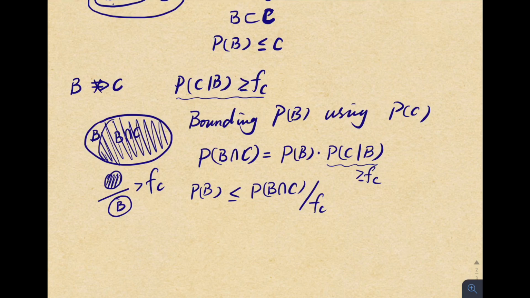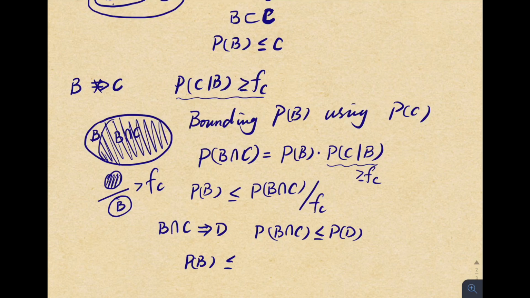Furthermore, if the events B and C both happening implies some event D, that means the probability of B and C is bounded by the probability of D. Okay, in this case we can push this relationship further, and say that the probability of B is less than or equal to the probability of D, divided by Fc.